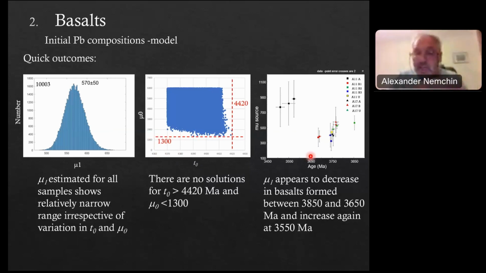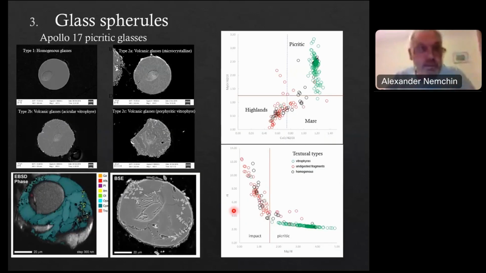It doesn't really matter, I just put it here. The significance of that, I still don't quite understand. But it looks like if we plot mu of the source versus age, there is an initial decrease in mu value, and then, towards type A, the Apollo 11 basalts, it jumps up again. Okay, I'll leave that. I promised that I'm not going to go into complex things, so let's go back to simpler things.